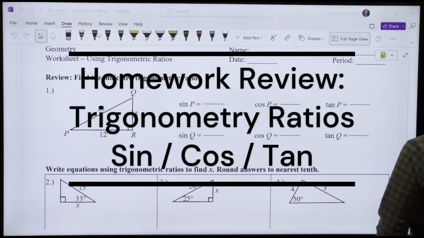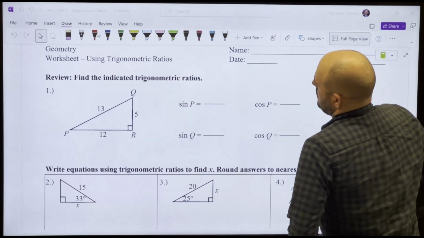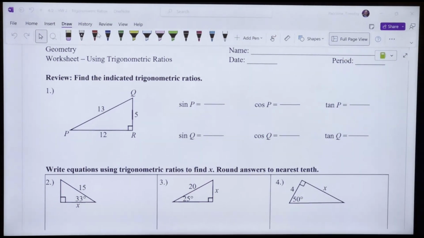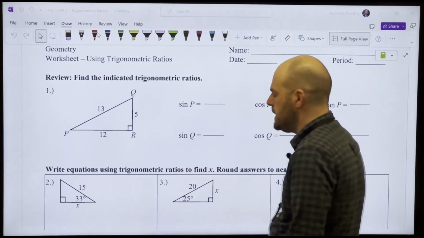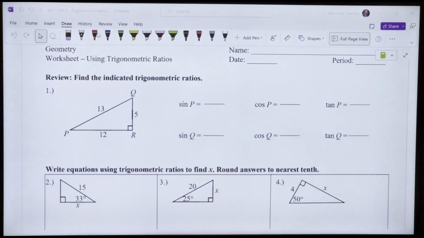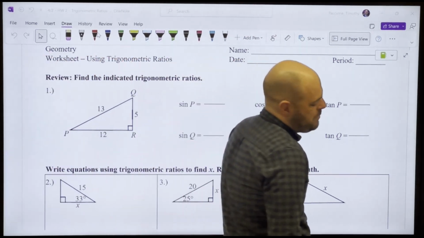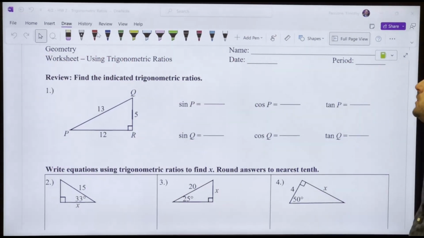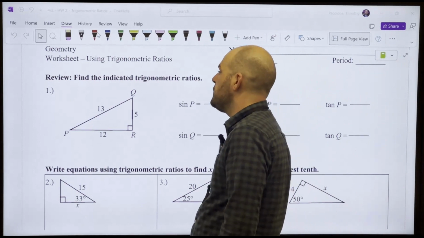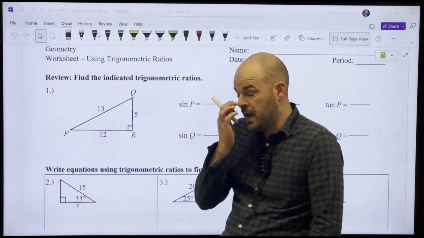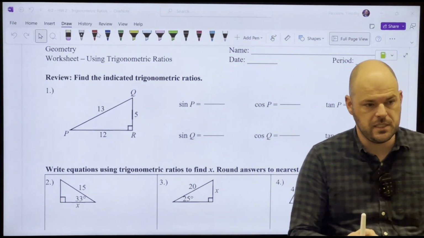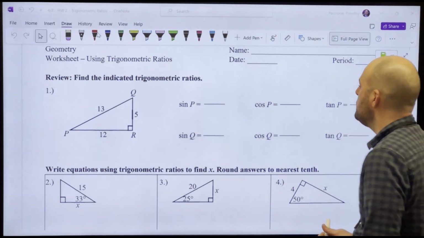All right, so homework. Remember, your first step with these is you have to be able to know how to find the different pieces, the opposite, the hypotenuse, the adjacent, right? So this first question was regarding that. Can you identify the pieces and set up these equations, right?